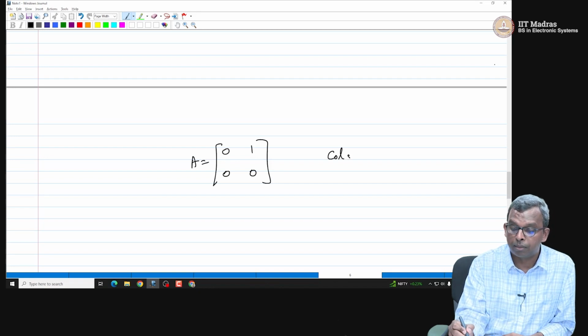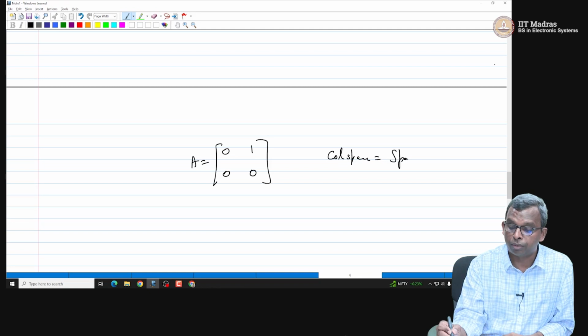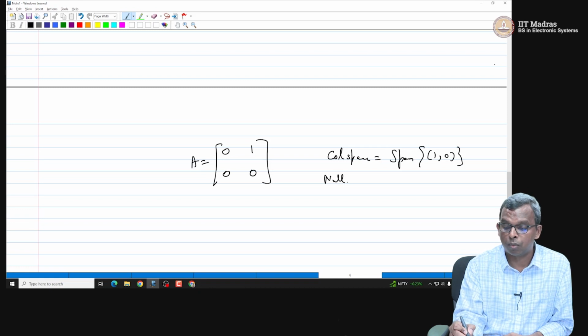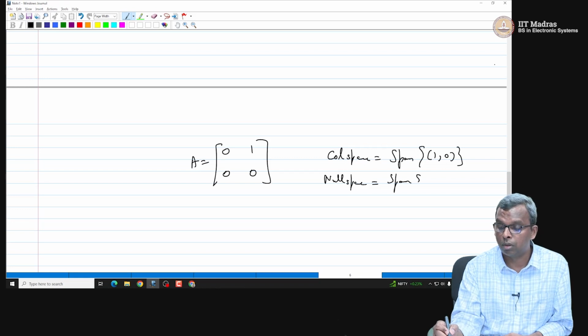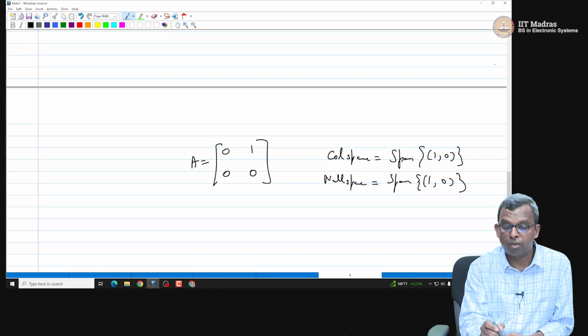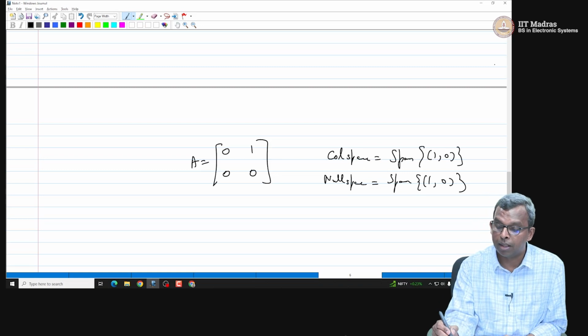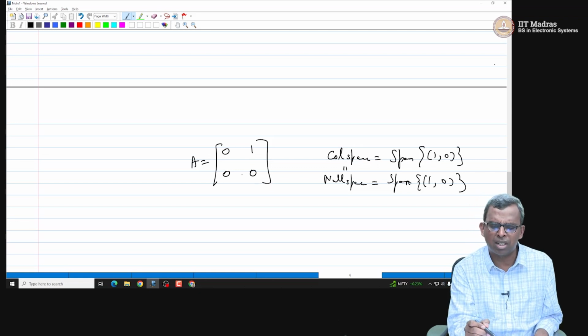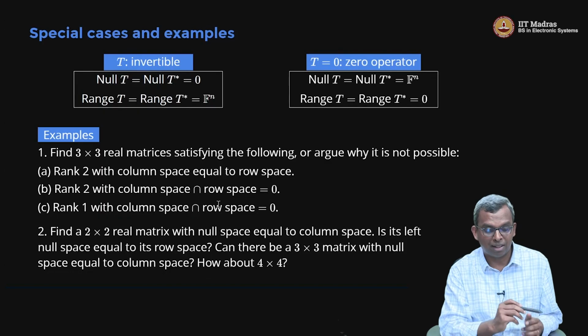What is its column space? The span of (1, 0), isn't it? What is its null space? Its null space is also the span of (1, 0). Do you agree? If you multiply on the right-hand side with a column vector, the first entry can be non-zero, the second entry has to be 0. So that gives you the entire span here. So the column space and null space are equal. It's a very simple example. When you want to come up with examples, think about a lot of zeros in the matrix and few non-zeros, and you can come up with easy examples.